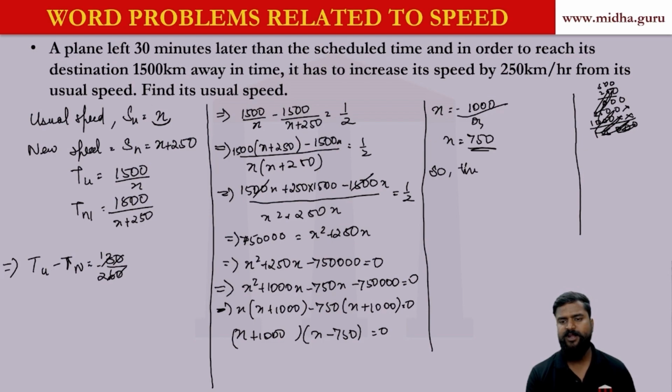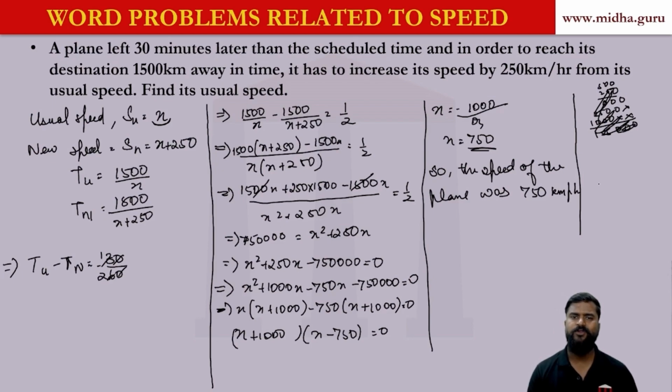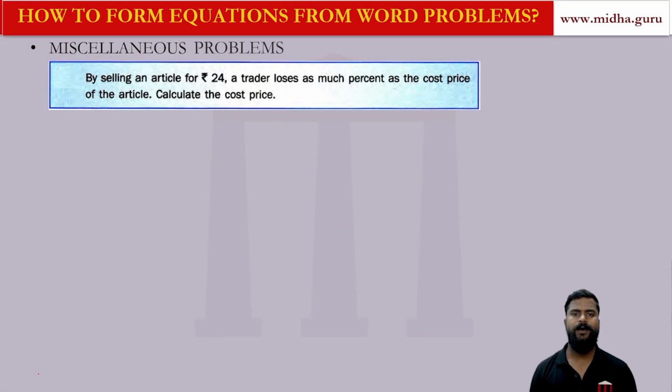So the speed of the plane was 750 kilometers per hour. So this is how we can solve word problems related to speed, distance and time. Now let us see a few miscellaneous word problems that will pop up in the chapter of quadratic equations. These problems can be related to sales, that is discounts, profit and loss, or they could be related to some random experiment, or they can be about upstream and downstream questions. So we'll see a few of these examples and try to solve equations off of them.